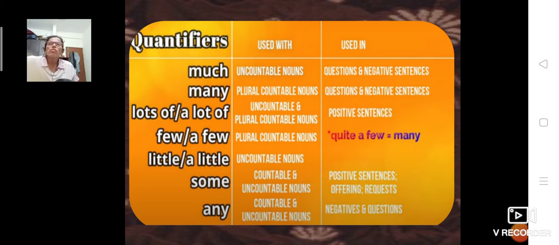Lots of, a lot of is used for uncountable and plural countable nouns, and it is used in positive sentences only. Few, a few, quite a few, many are used with plural countable nouns. Little or a little is used for uncountable nouns, whereas some is used for countable as well as uncountable nouns, in positive sentences, offers and requests, whereas any is used for countable and uncountable nouns, but with negatives and questions, okay.